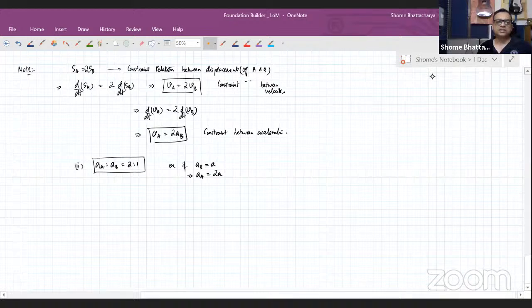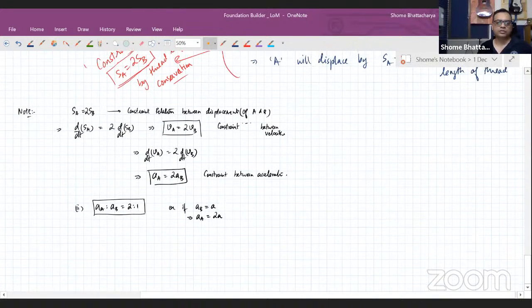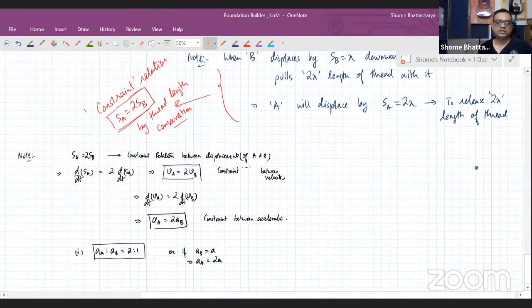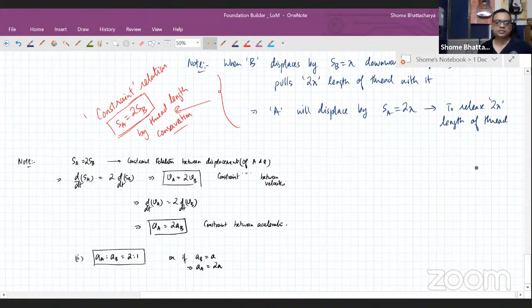Okay. So in any system of pulleys, this becomes very important. This process of constraint relationship between the accelerations of the blocks involved, which will come by conservation of thread length. This becomes very important.